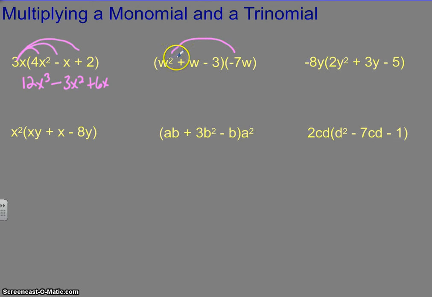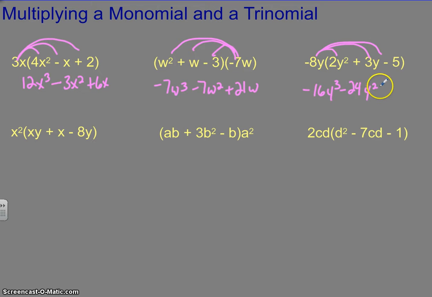This one, multiplied by the first, it's going to be negative 7w^3. Multiplied by the second is negative 7w squared. Multiplied by the third is a positive 21w. And this is in standard form, so we're doing good. Next one, multiply this times this, that's negative 16y^3. This times this is negative 24y squared. This times this is positive 40y.